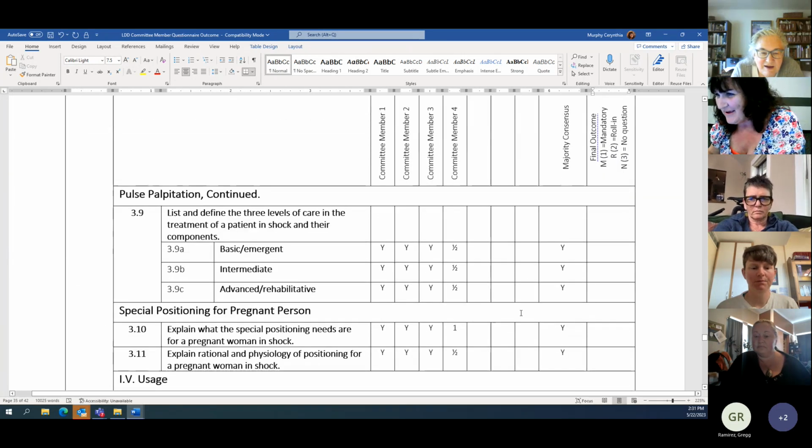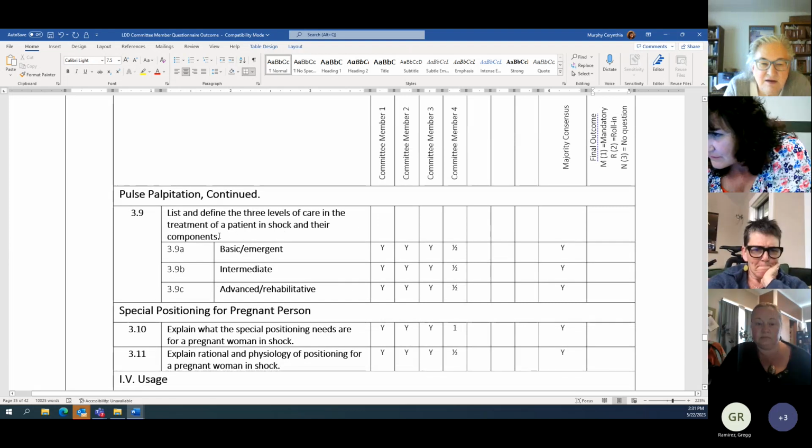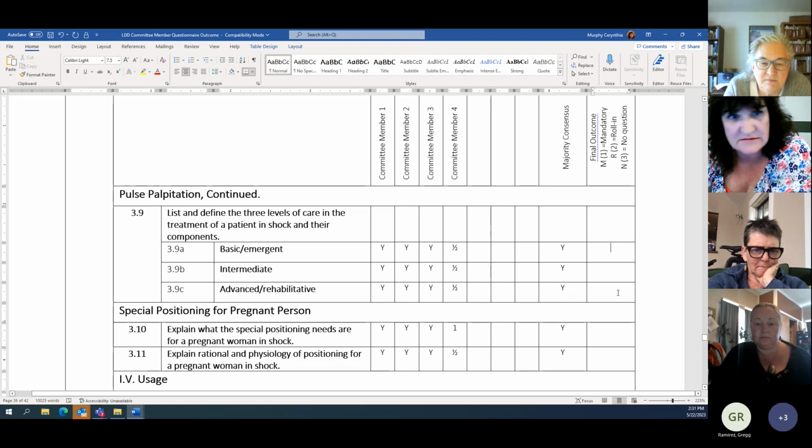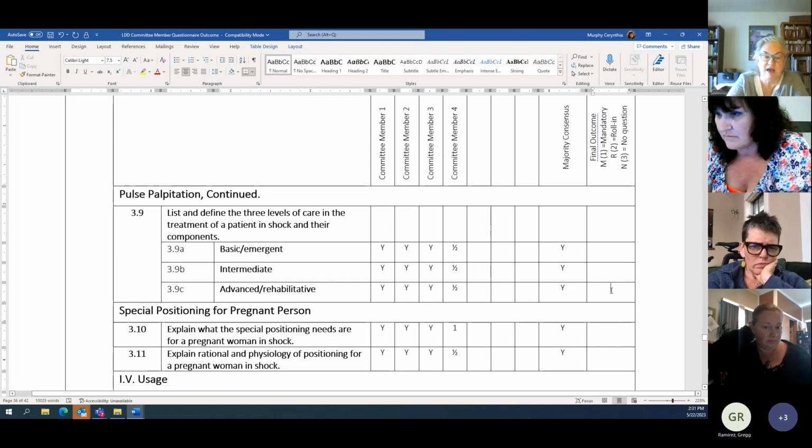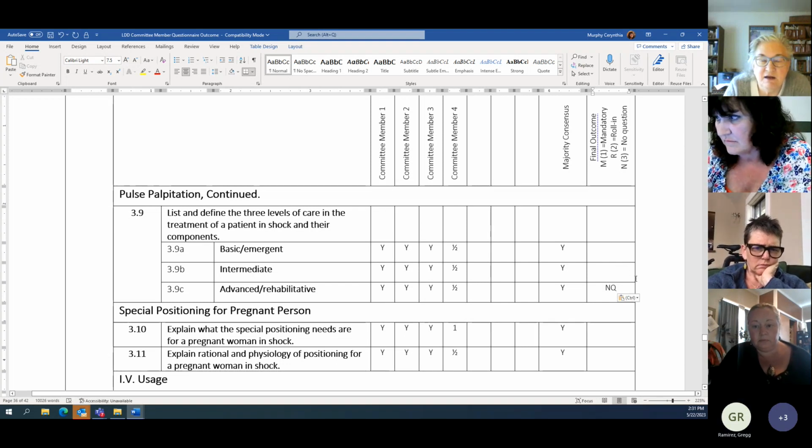Yeah. Fine. Okay, list and define the 3 levels of care in the treatment of a patient in shock and their components for basic, emergent, intermediate, and advanced. So advanced is using medications that we don't have and skills that we don't have. Right. Basic is basically, it's anybody can do it. You don't need any special equipment at all. You can use your shirt to keep them warm. Intermediate requires things within our scope and advanced does not.